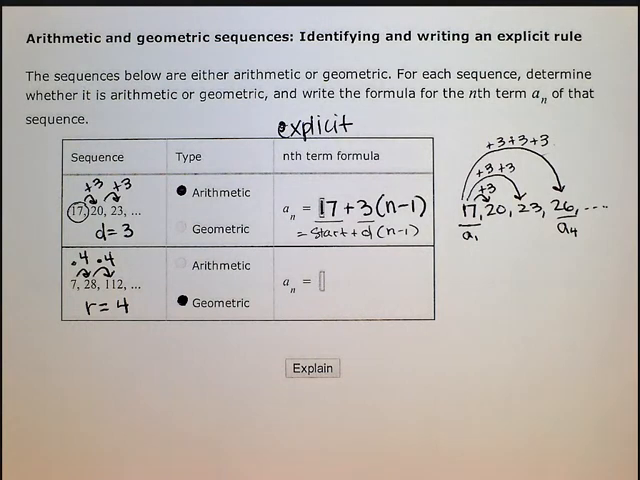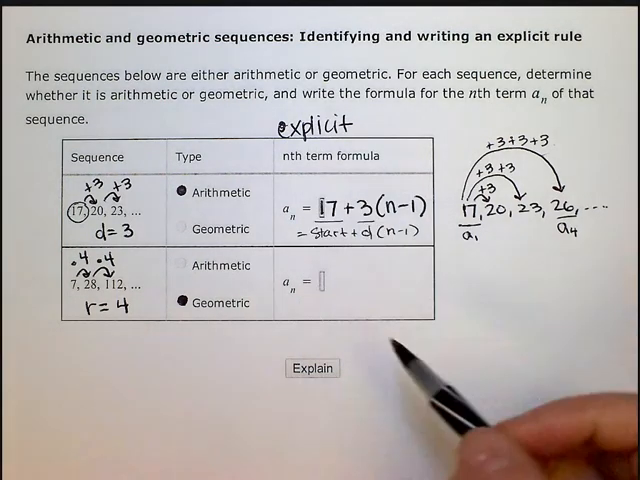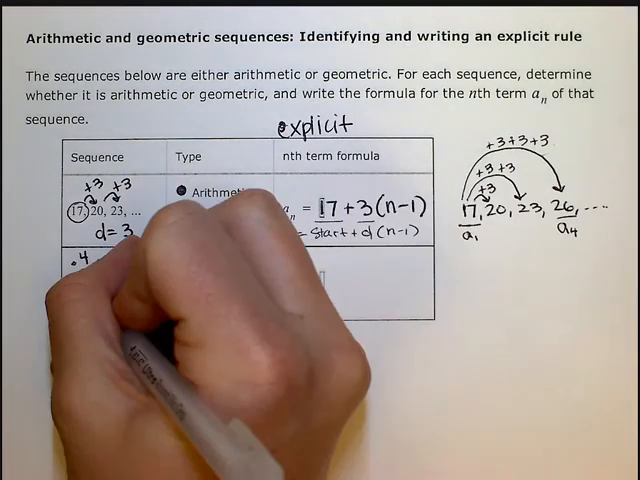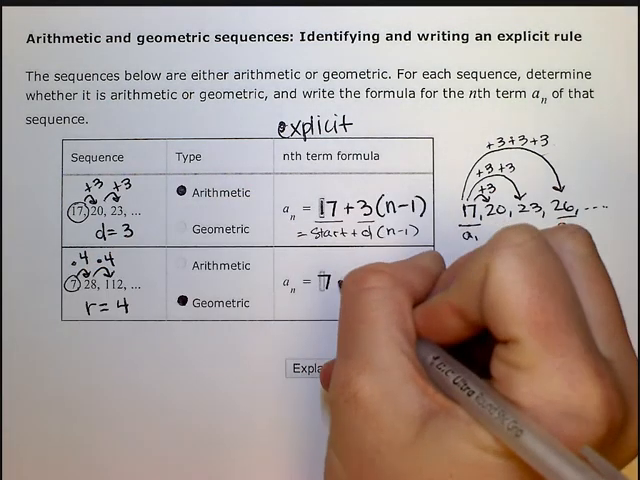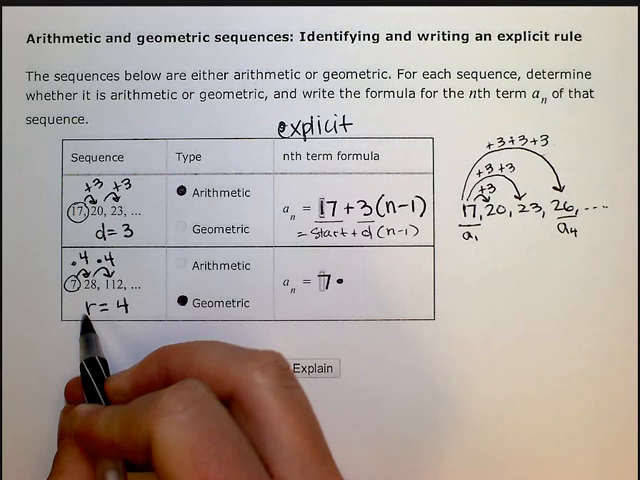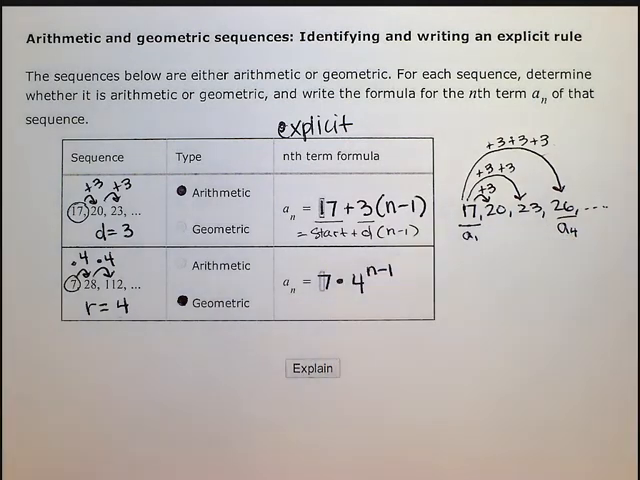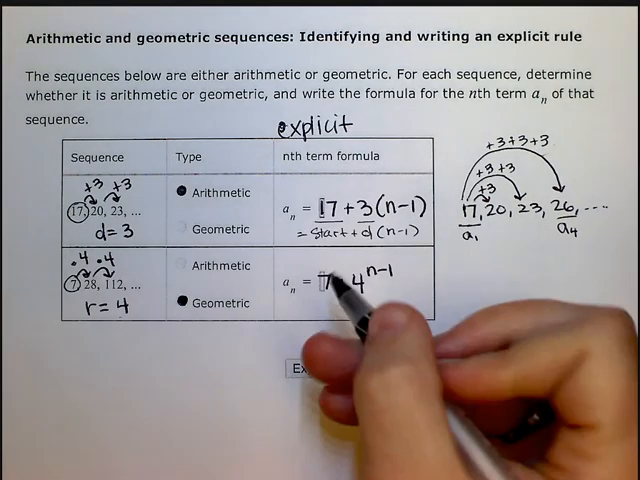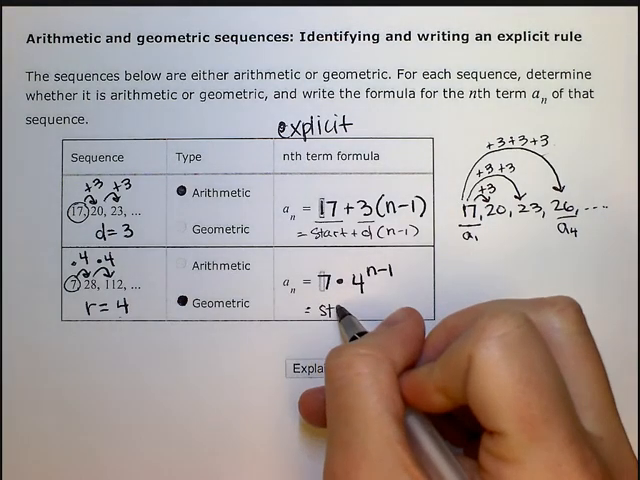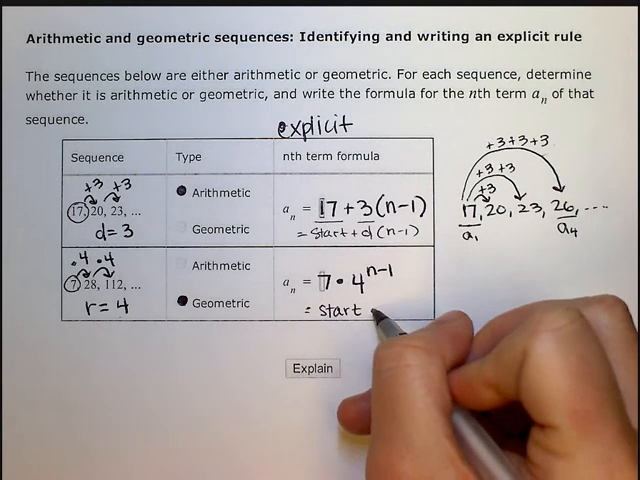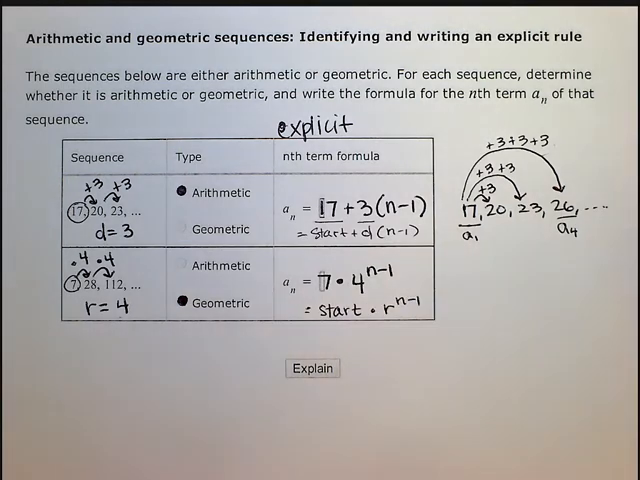So again, an explicit formula tells me that I'm going to start with the starting term here, which is 7, and I'm going to multiply, because we're multiplying, by my ratio to the n minus 1, where n minus 1 is an exponent there. So again, if you just want to memorize the formula, the starting value times the ratio to the n minus 1, you're welcome to do that.